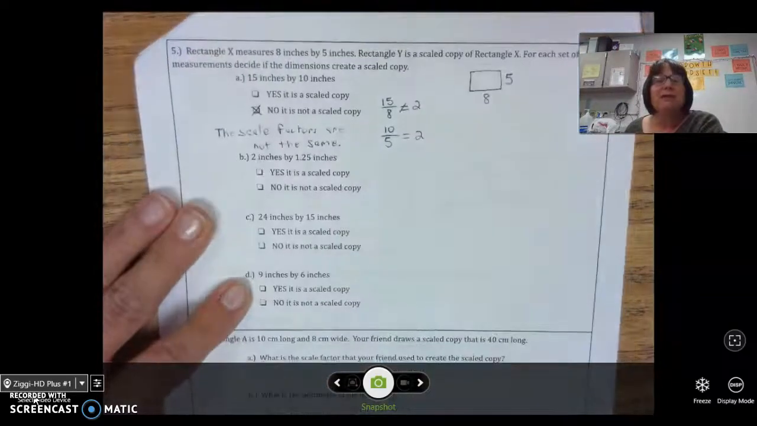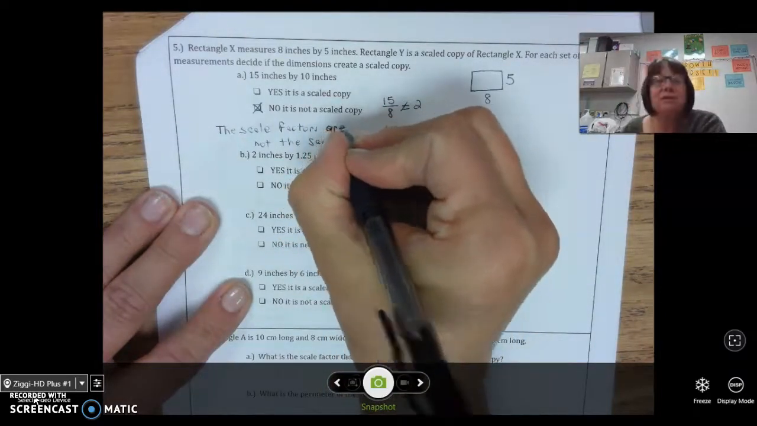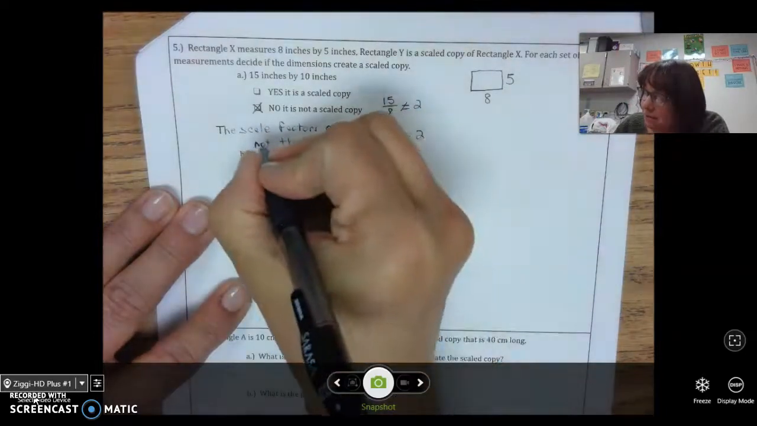Okay, the scale factors are not the same. I'm going to make my pen keep going. Okay, and then it gets lighter.